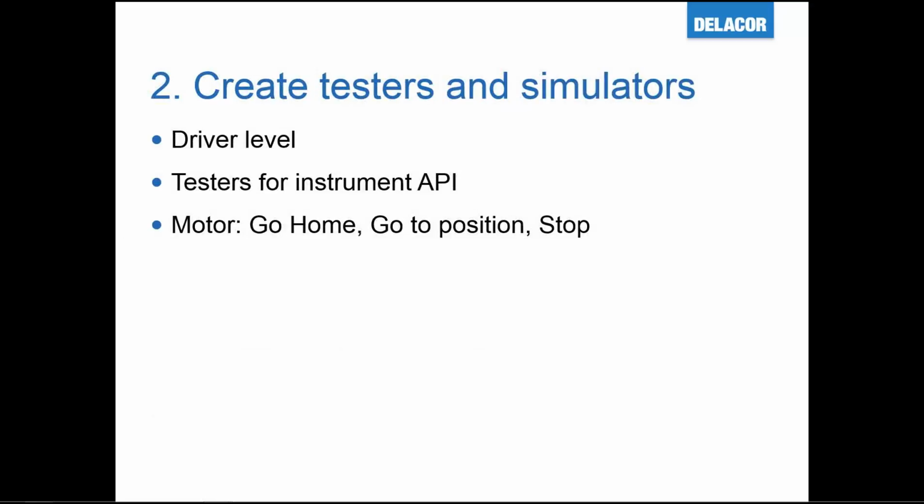All right, so create testers and simulators. This is just work at the driver level first. Do the testers for the instruments individually. A good example is we had motors here. The first thing we did was to do the go home, go to position, and stop, and then save those testers. And again, at the beginning, Duncan was like, we're wasting time with this, but we used those testers and the simulators so much. And anytime a new position was added, the very first thing we would do, before trying it with the entire program, was make sure that the tester worked.